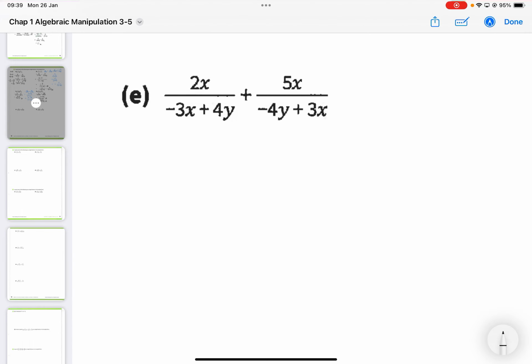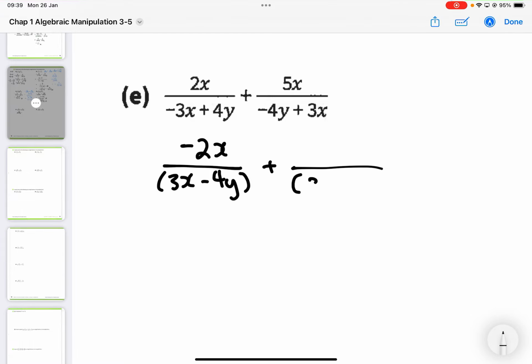Minus 3x plus 4y. Minus becomes plus, plus becomes minus, then the same already. So I can change either one. Okay? So let's say I change the front. Then I will factorize out a negative. The negative I can put beside, I can put below, I can put on top. So I put on top.